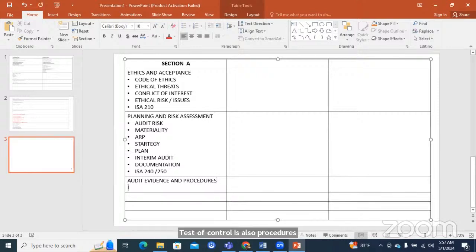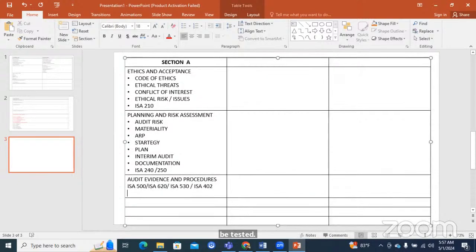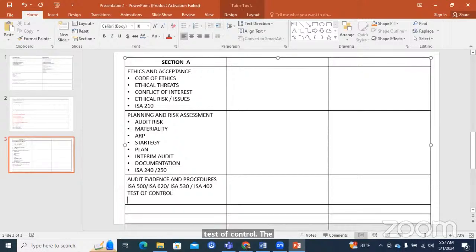So here, as I told you, ISA 500 evidence can be tested. ISA 620 can be tested. ISA 530 can be tested. 402 can be tested. Any standards in the evidence plus test of control. The case study might include test of controls. And the case study might include ISA 505 as well, 580 as well.